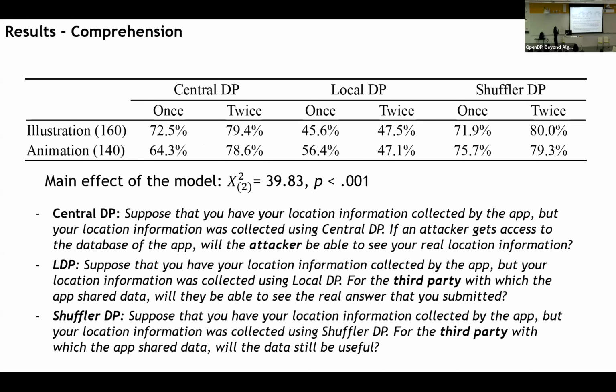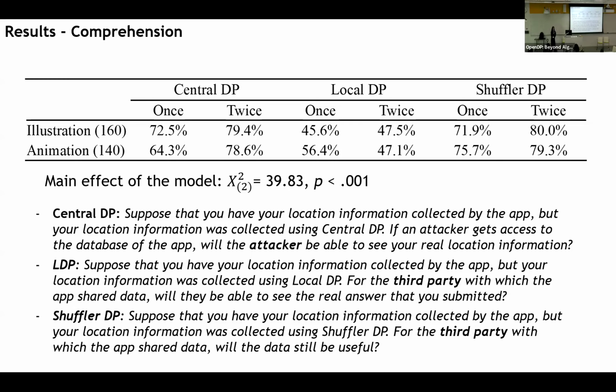So here are the comprehension results for each of the trust models that we explained. We asked participants one comprehension question, and this is the question that we posted in the study. For each question, we asked the participant two times. After the first question, we give them feedback to let them know whether they answered correctly or not. If they don't answer correctly, we present the description and the illustration again and check them a second time. As you can see, compared to the central DP and the shuffler DP, the correct rate for the local DP is even less than chance.